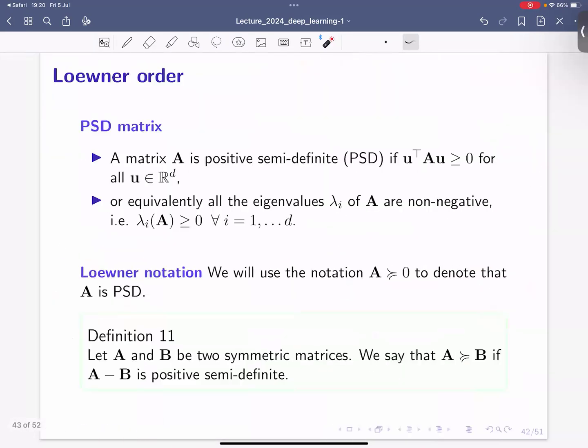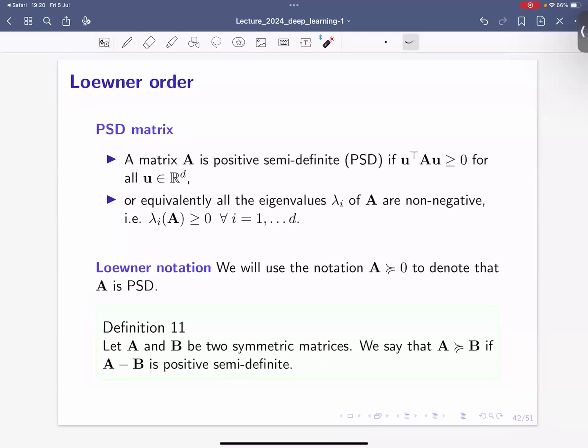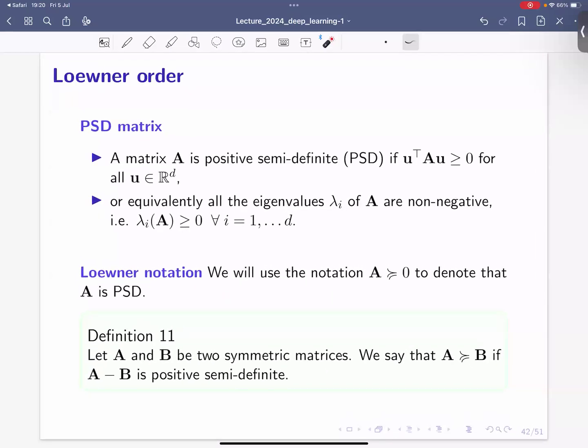All right. One note on something that is called the Loewner order. So first of all, let me redefine what a PSD matrix is. PSD means positive semi-definite. And it means that if I take my matrix A and I sandwich it between this vector U, so I do U transpose A U, right?